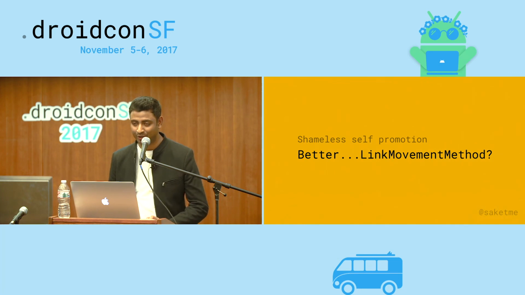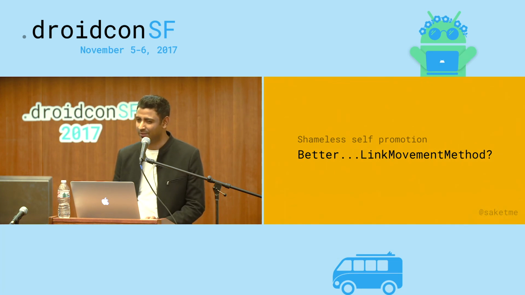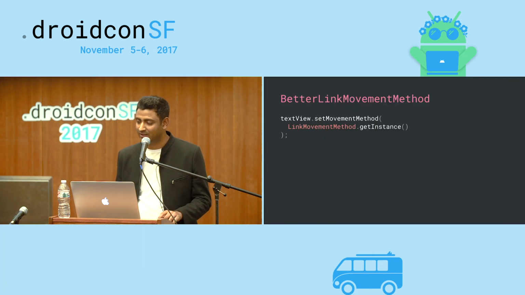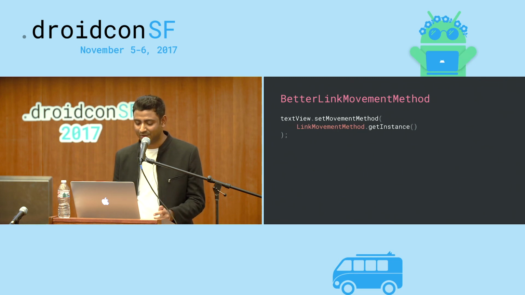One last thing, I'm going to mention a small library I wrote called Better Link Movement Method. It fixes some of the flaws of the default link movement method provided by Android. It is designed to be a drop-in replacement for link movement method, so you can add it to your project in a very straightforward way. Just add the word better, and your project becomes better.